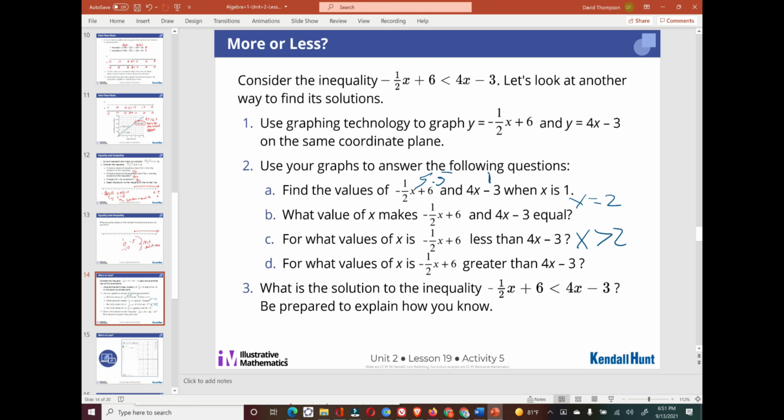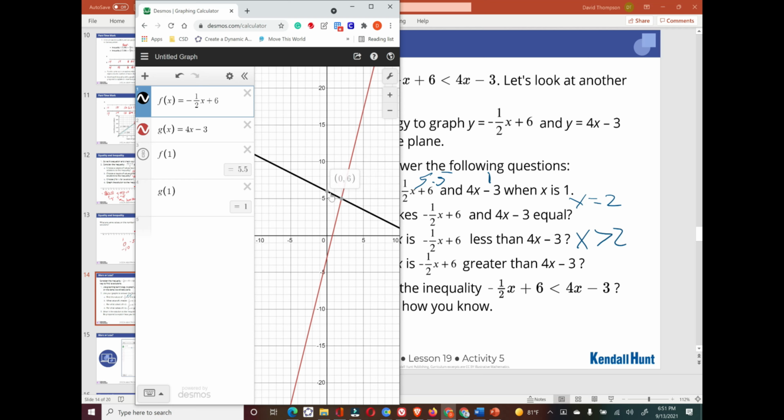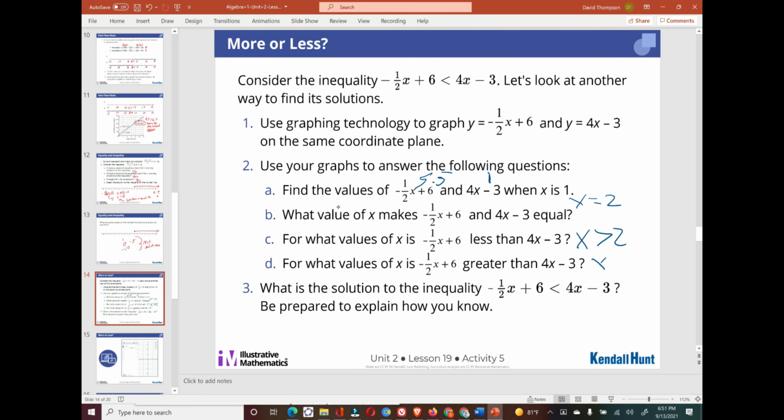D, what values of x is negative 1/2 x plus 6 greater than 4x minus 3? We're going to use the same logic. So we want negative 1/2 x plus 6. We can see less than 2, our y values are getting large. For example, at 0, it's 6. And it rises from there. Whereas if we add a point on this line, the values are getting smaller. So this one will be x less than 2.